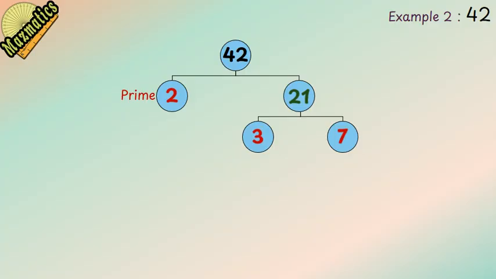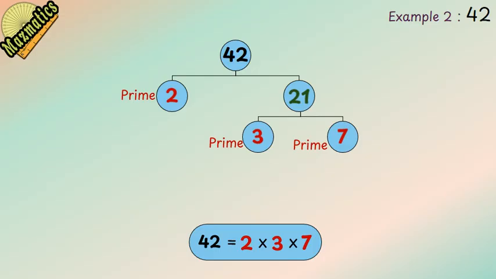Step 3. Now check again. 3 is prime, 7 is prime, so we stop here. Final step, write all the prime numbers from the tree. 2, 3, 7. So the prime factorization is 42 is equal to 2 multiplied by 3 multiplied by 7.